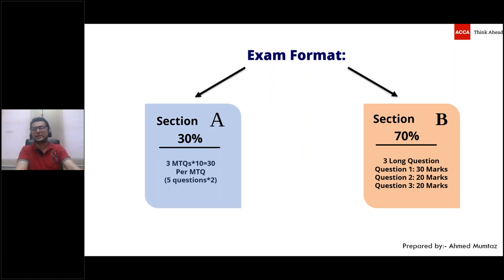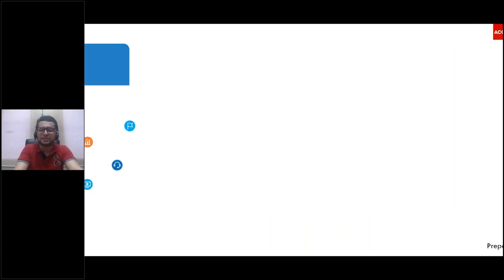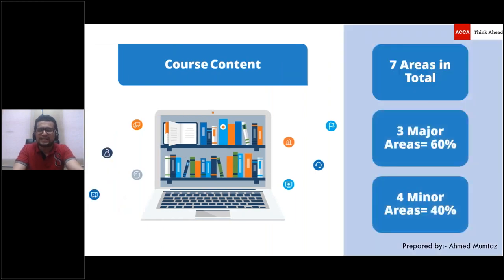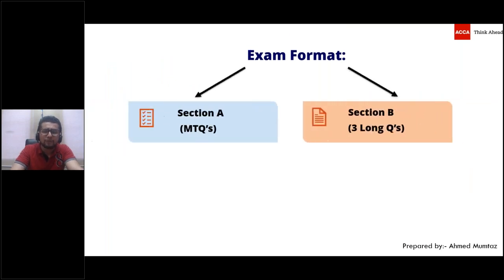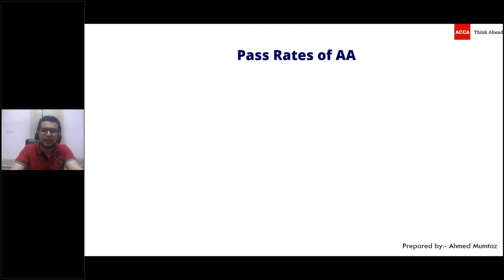There will be 3 questions within section B. One of the questions will be on audit risk, one on the internal control systems, and one will focus on the substantive procedures. Okay, we have got 7 areas in the syllabus, the 3 major areas and the 4 minor areas. Yesterday we covered one of the major areas. Today we are going to cover another major area. Tomorrow we are going to cover the third and final major area, and the fourth and final day would be about those 4 minor areas. So we covered audit risk yesterday, and today we are going to cover internal control systems.